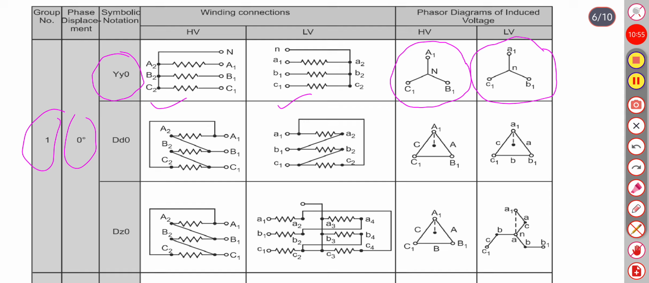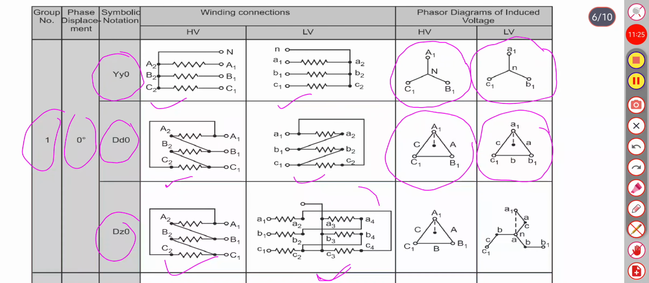Now the DD0 connection. Here the primary winding is connected in delta, and the secondary winding is also in delta. So the phasor diagram will be like this. This is for HV and this is for LV. This is DZ0. The HV winding is connected in delta, whereas the LV winding is connected in zigzag connection.